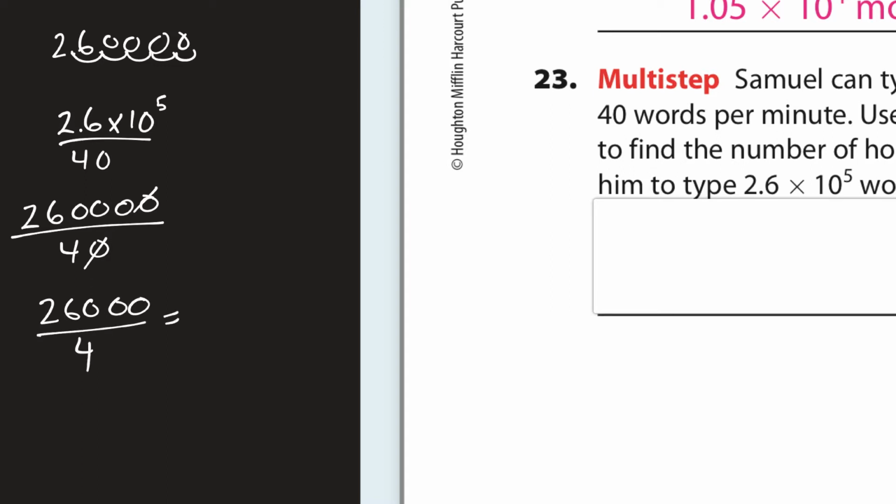And 4 goes into 26 6 times, and then a 5. It's 65, and then there's 2 zeros. So it looks like it's 6,500, right, in scientific notation. Okay, so 6.5. Put the decimal there, and I have to move it 1, 2, 3, so 3 times 10 to the third power. 6.5 times 10 to the third power.